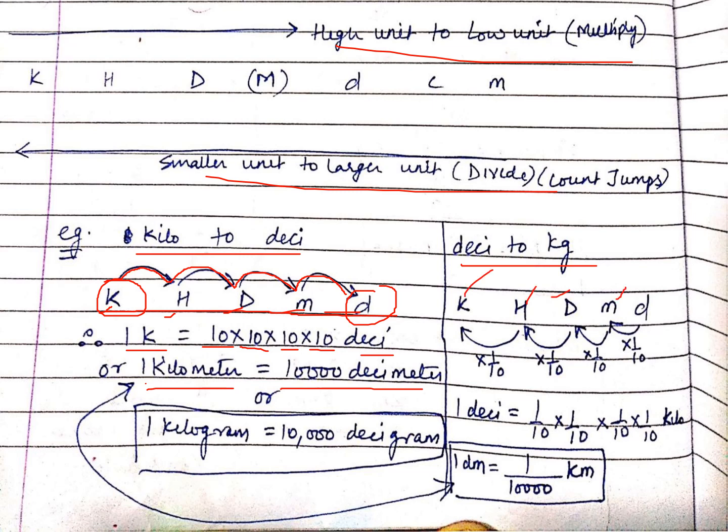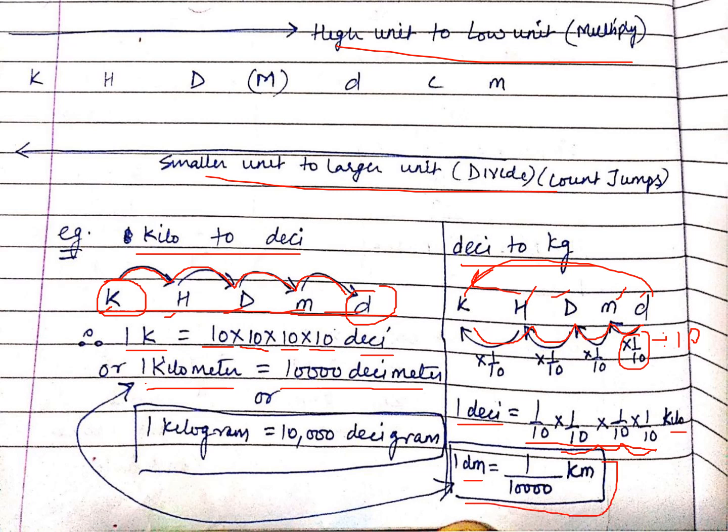King Henry died, mother did not. Only this much is required right now. This time I am going in the reverse direction. That is smaller to larger. I am going from a smaller unit to a larger unit. So I will divide. Okay. So let's understand. First jump, second jump, third jump, fourth jump. I've told you divide by 10 is the same as multiplying with 1 by 10. So 1 deci is equal to 1 by 10 into 1 by 10 into 1 by 10 into 1 by 10 kilo. So finally we can say 1 decimeter is equal to 1 by 10,000 kilometer.